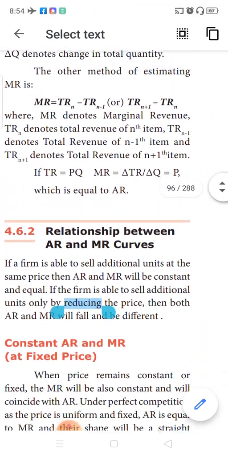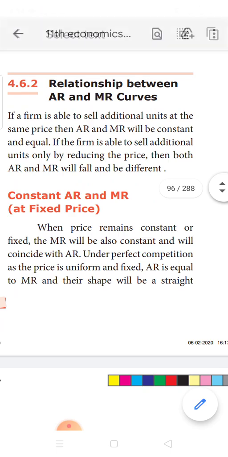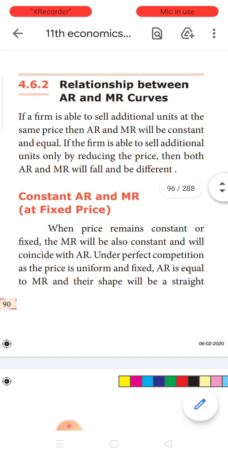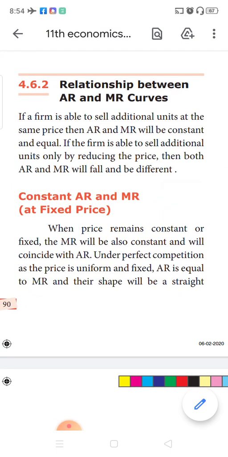Now again, let us go to the relationship between AR and MR. AR is nothing but price of the commodity. That is, average revenue is nothing but price of the commodity. Now, suppose the firm is able to sell additional units at the same price. If the firm is selling the first unit at 5 rupees, the 100th unit also the firm is selling at 5 rupees. That is, price remains constant, which means AR is remaining constant.